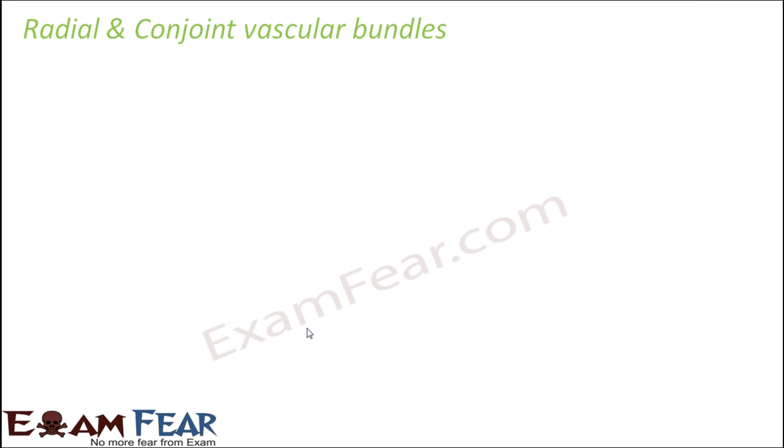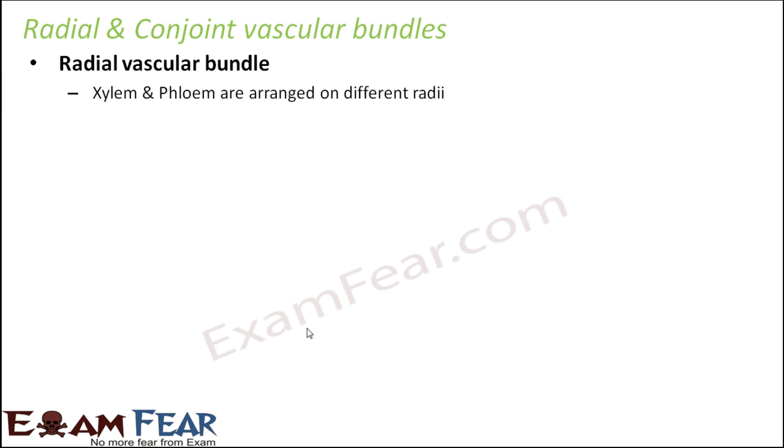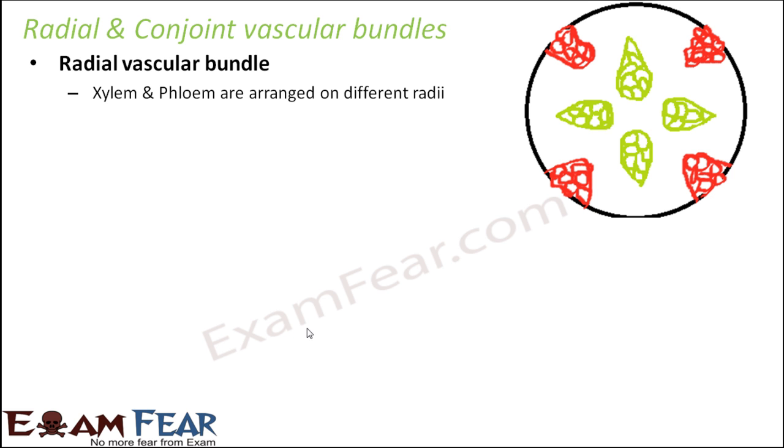Now again there is something called radial and conjoint vascular bundle. So let us see what they are. In a radial vascular bundle, the xylem and phloem are arranged on different radii, something like this. The green colored structures are xylem and the red colored structures are phloem. You see all the xylem are arranged on the same radius. Again all the phloem are arranged on the same radius.